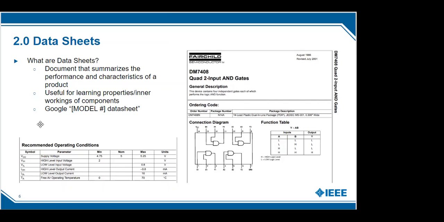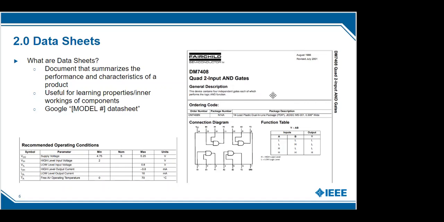And how do you find these data sheets? So the simplest way is to just go up on Google and search up the model number and the data sheet. So for example, here we have a quad 2 input AND gate, and the model number for this one would be DM7408. So you would just go to Google, put DM7408 data sheet, and you're going to find a lot of listings. Sometimes you won't find anything, but that's really a rare case. But for something like this, you'll definitely find it. But you just have to make sure that your model number is exactly the one that you have on your IC chip.